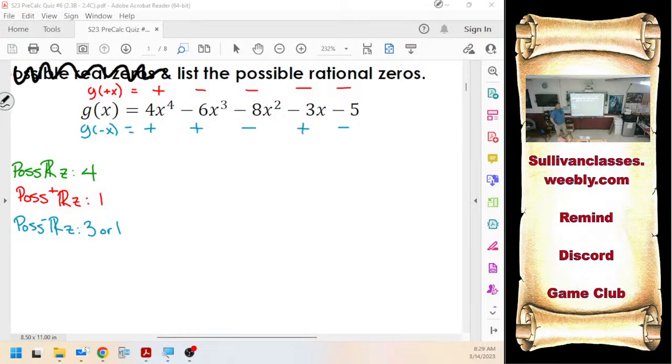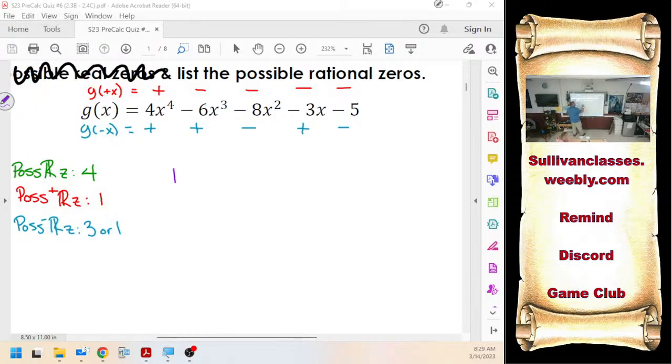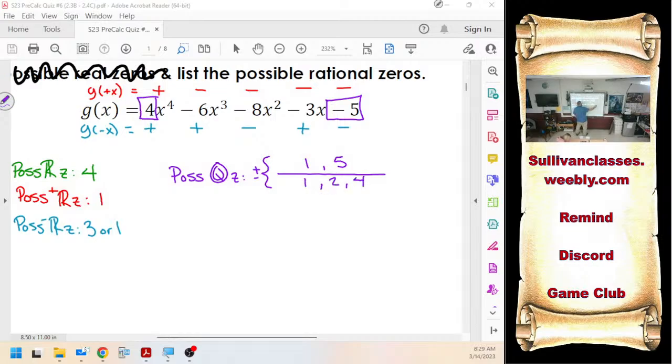Check. Possible rational zeros. I'm going to list out all the factors of my constant term over all the factors of my leading coefficient. So plus or minus, I cheat and just write it out front instead of a whole bunch of plus minuses. Factors of 5, 1 and 5. Factors of 4, 1, 2, and 4.